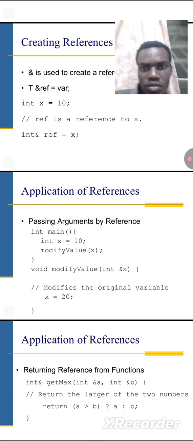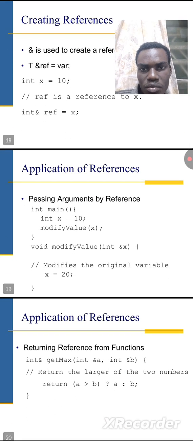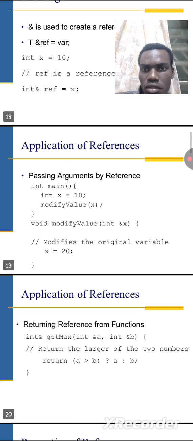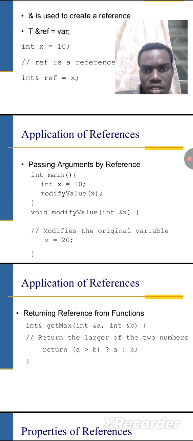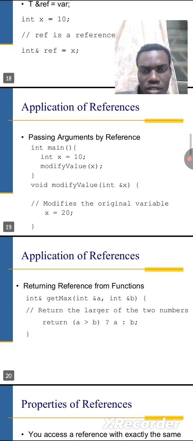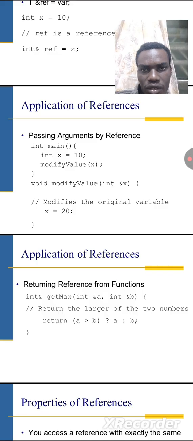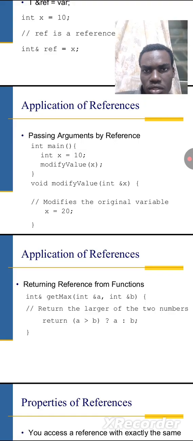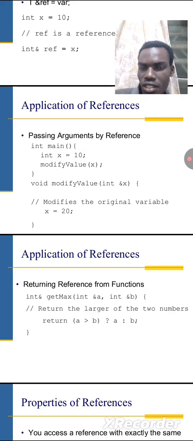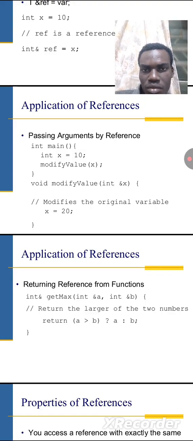Now, application of references: passing arguments by reference. So here's also an example of it. We have the variable, and we also have a value called modified value with x in brackets.